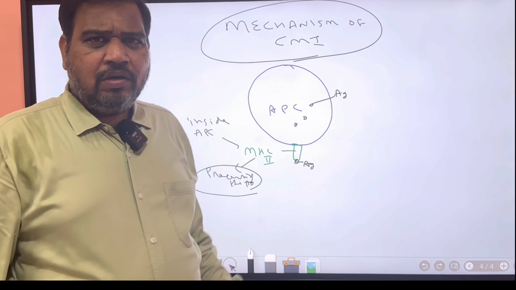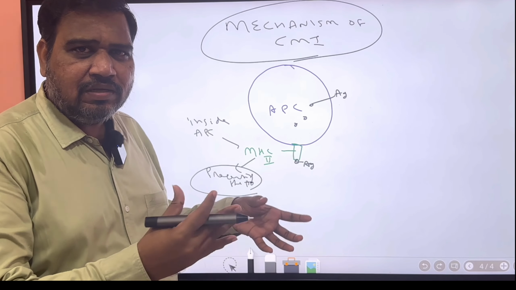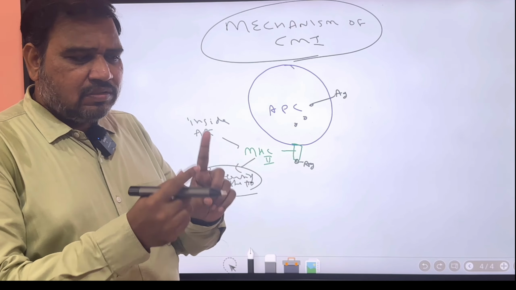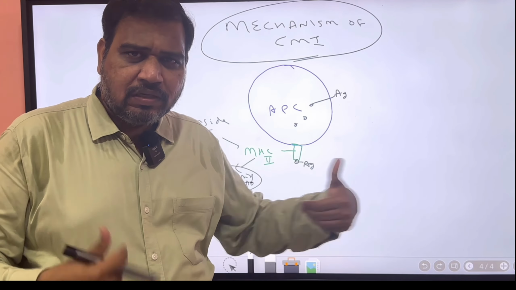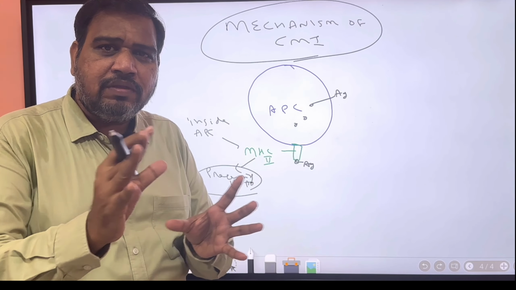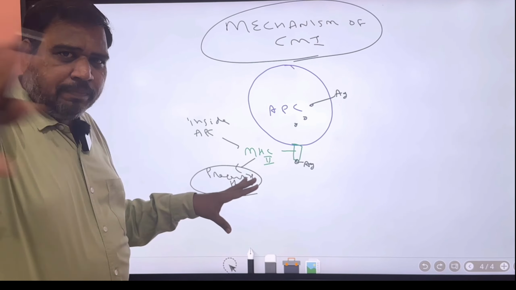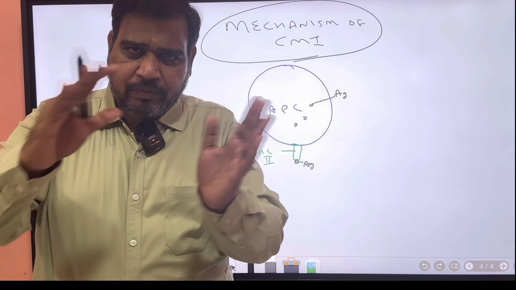I will separately put a video on major histocompatibility complex. As the name suggests, histocompatibility, checking the, for example, thumbprint. My thumbprint is different from other people's thumbprints. The reason is my MHC is different. Major histo means tissue, compatibility of each one's tissues. So, that is a separate entity. Regarding MHC, I will put a separate video.